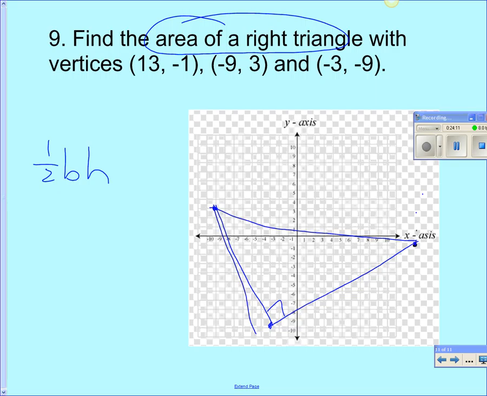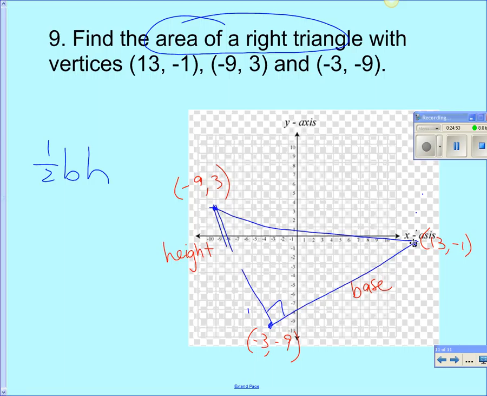Okay, so the box actually goes down here. We drew it on paper. Okay, so Ethan H., where would the base and height be now? 13, -1. Okay, so that is the base, and this would be the height. Okay. All right.